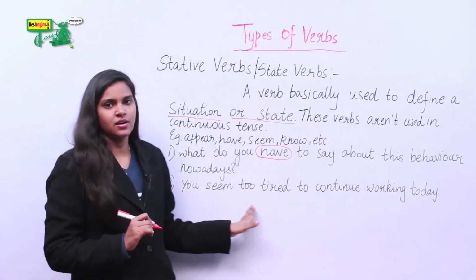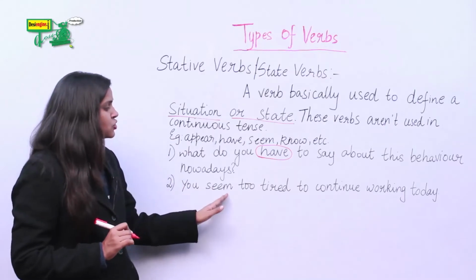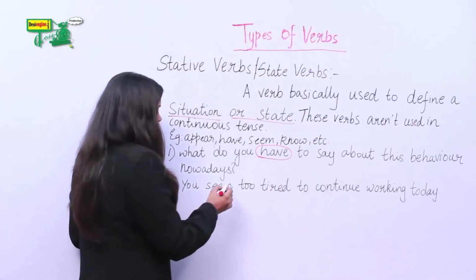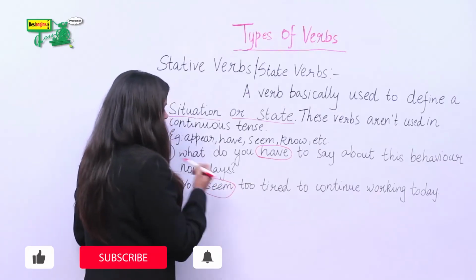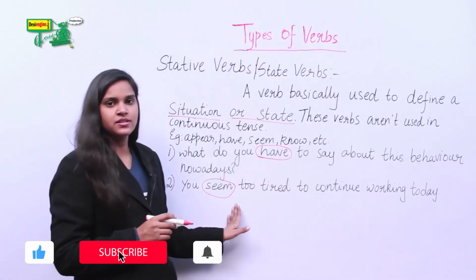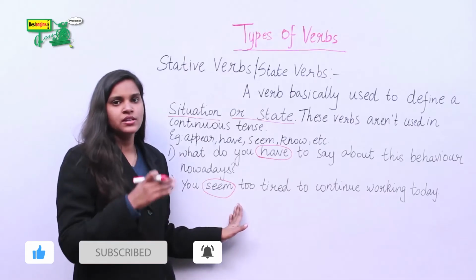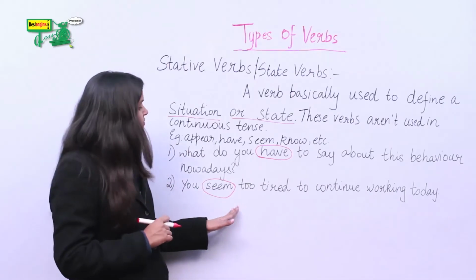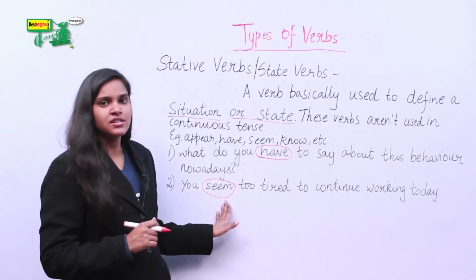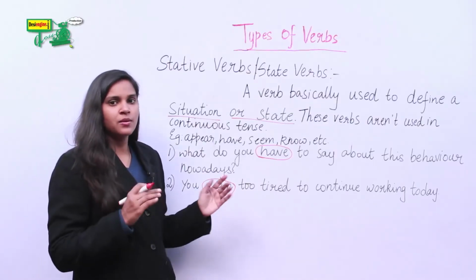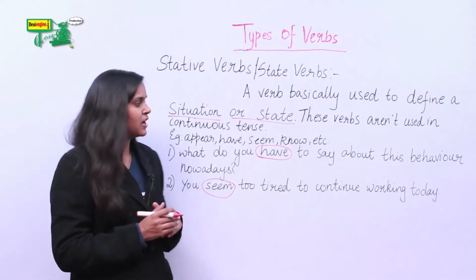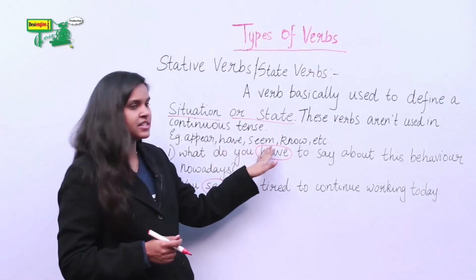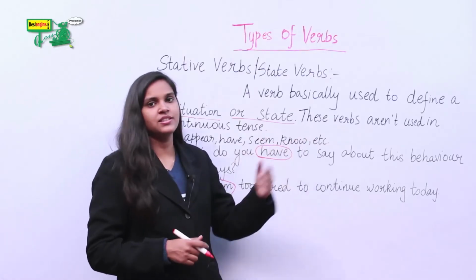Let's take another example. You seem too tired to continue working today. Here, the verb seem denotes a sense of static state. Therefore, this becomes our stative verb. Some of the examples of stative verbs are appear, have, seem, know, etc.